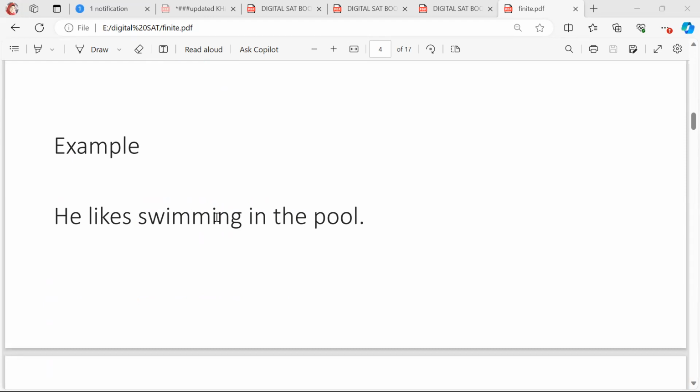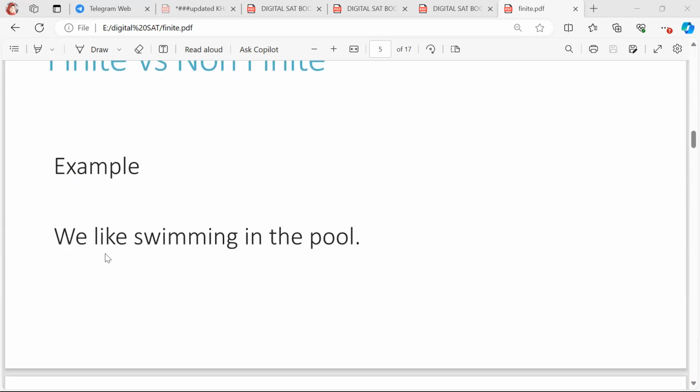Swimming, swim plus ing. So this is a gerund, and it doesn't change its form if I try to change the subject. However, if I change the subject he to we, for example, likes will not keep its form. It will change to like. We like swimming in the pool. So swimming didn't change, but like changed in order to agree with the pronoun we, which is plural. Thus, like is finite, while swimming is non-finite.